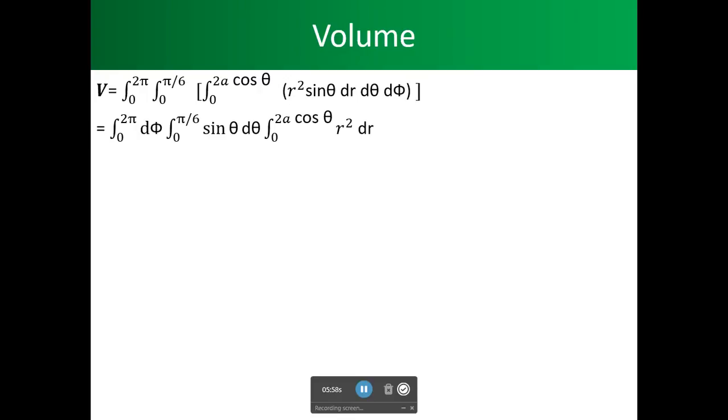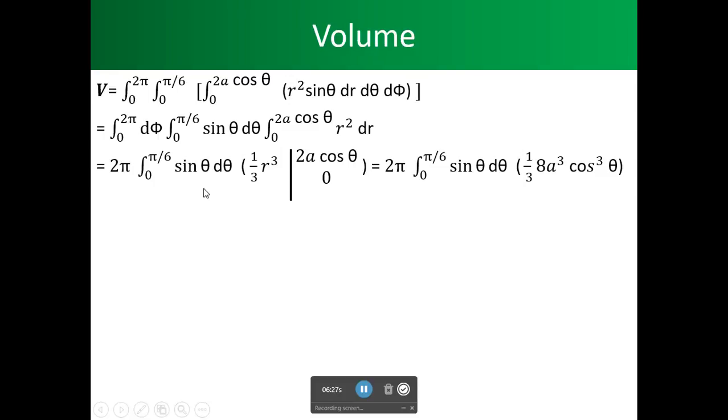Okay, so we're going to break these down again so we can see that the d phi is by itself. There is no phi in here. We have theta, so we have d theta, we have the sine of theta, and we have here the r. We have r squared dr. So let's see what we can come up with here.